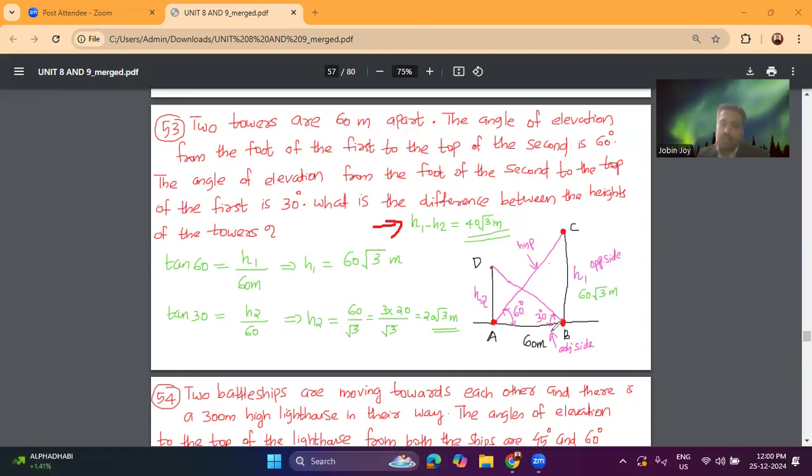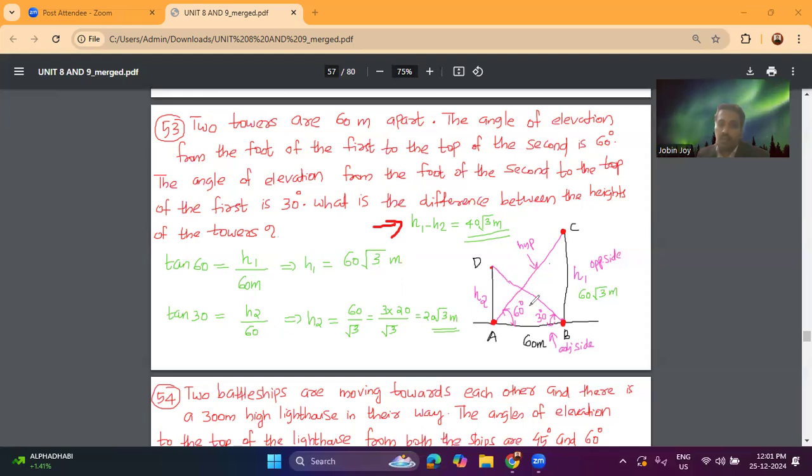So tan 60 and tan 30 means we know the adjacent side, opposite side and adjacent side, right? So I'm calculating the opposite side. I know the adjacent side. Adjacent side is this AB, 60 meter. And I'm calculating the H1, the opposite side. So the relation between adjacent side and opposite side is tan. So tan 60 is equal to H1 by 60. So H1 is equal to 60 root 3 meter, since tan 60 is root 3.